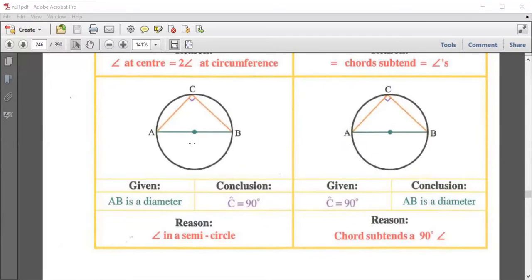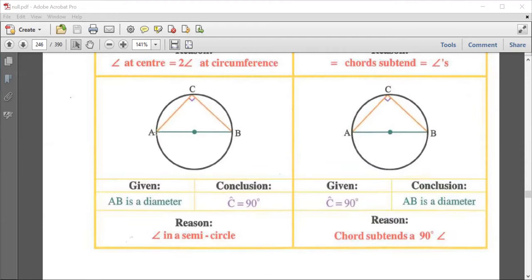Okay, let me explain it to you. The diameter is a line that passes through the center of the circle and goes to the circumference of the circle. Like here, AB would be a diameter, because it's passing through the center. Now, if you have a diameter, from this diameter you can conclude that this angle C, which is an angle formed at the circumference of the circle, is going to be equal to 90 degrees.